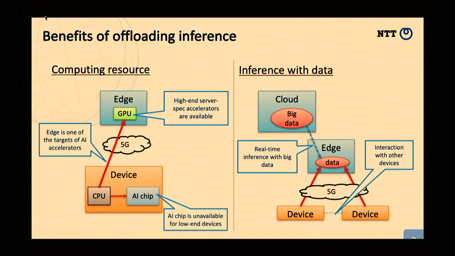Offloading inference to the edge has many benefits. In 5G, the edge is a target of offloading, like AI chips in the device. So devices can use high-end hardware in the edge, and low-cost devices that don't have AI chips can do complex inference with the edge in real time. Another benefit is that we can use data for real-time inference. And by sharing data with other devices, we can do inference with interaction among devices.